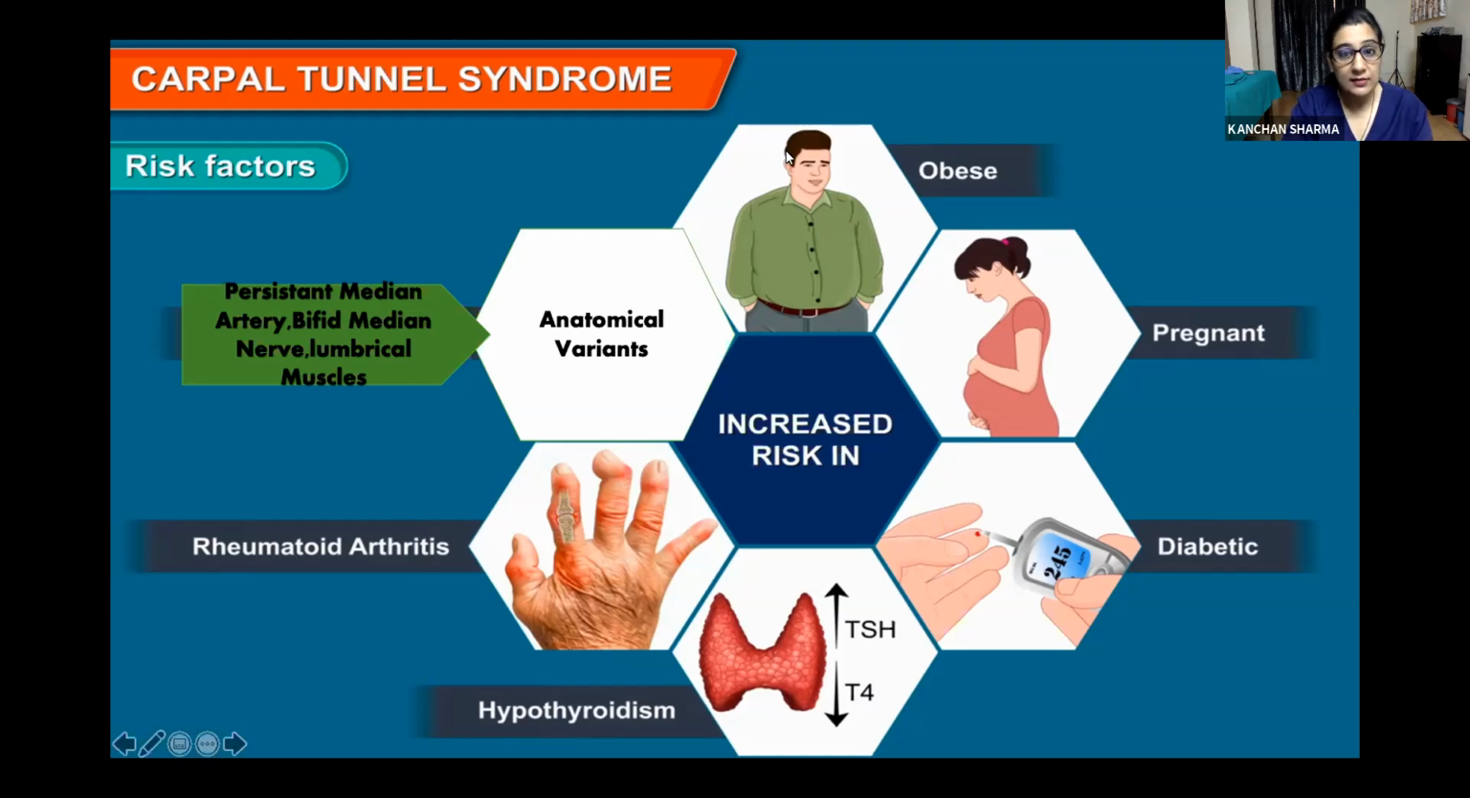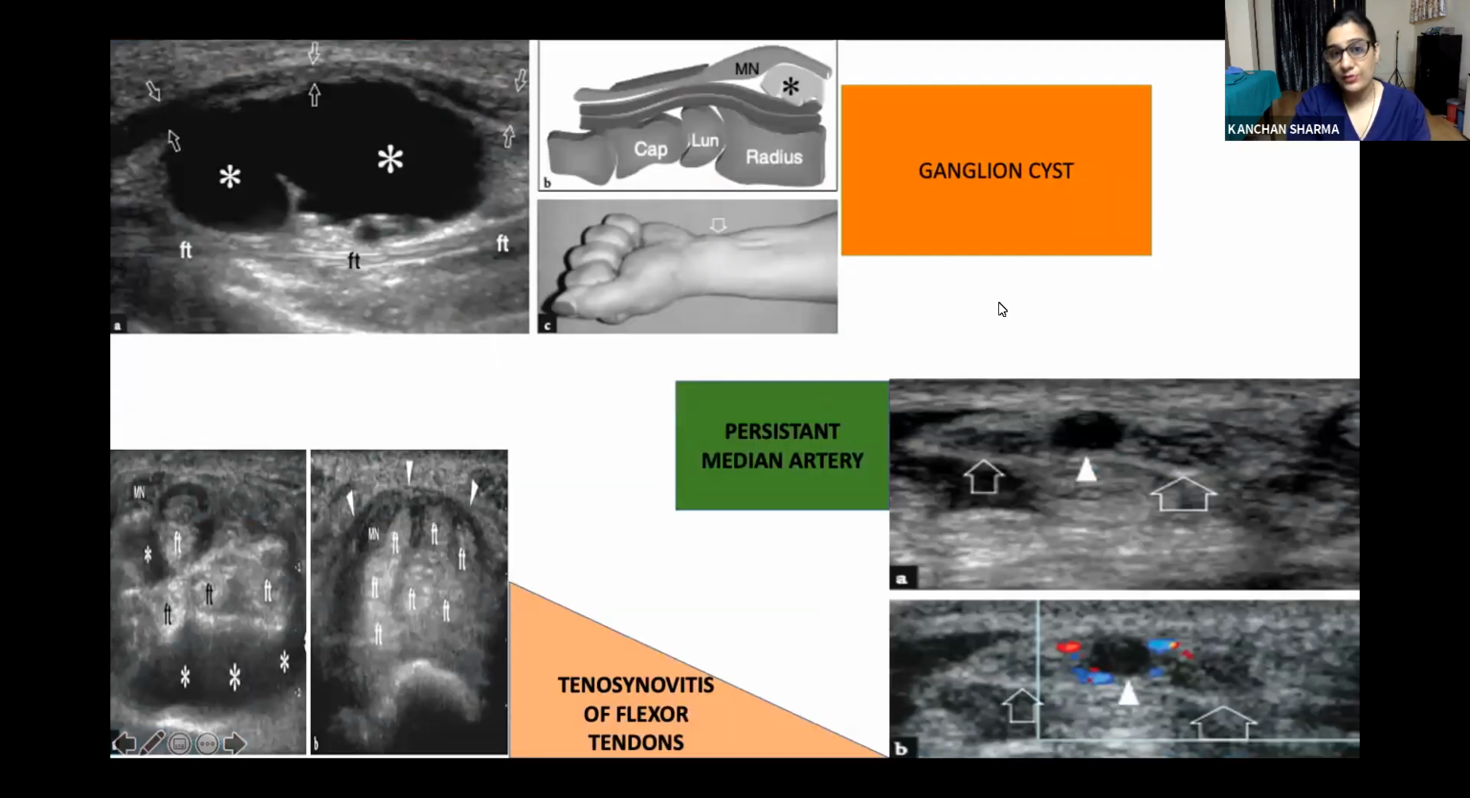Other than this, if you're putting an ultrasound, looking at the median nerve, and you are seeing something abnormal, they are the secondary causes for carpal tunnel syndrome. And this is what I was talking about: you can even have a ganglion cyst. This is how a persistent median artery will look, and a bifid median nerve. So these are the things which you can just pick up with your ultrasound.